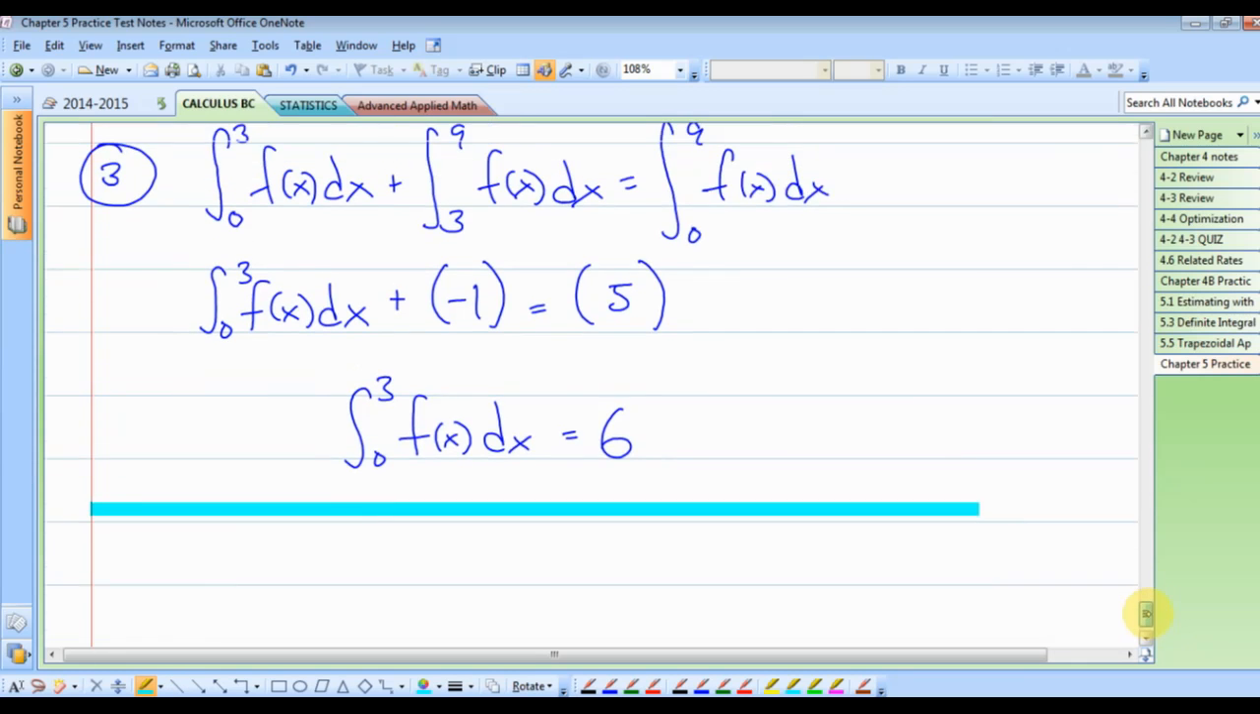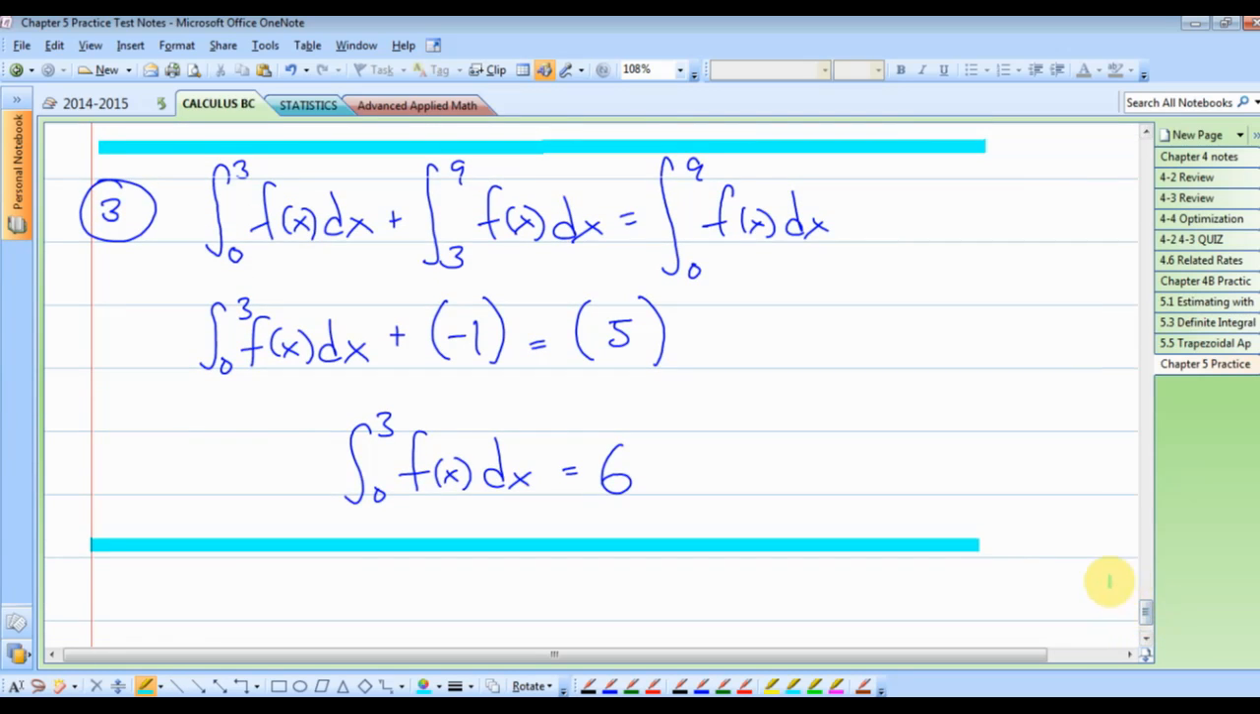Wait, how do you know what the order is based on what number? Well, I'm just putting them in numerical order, right? 0 to 3, 3 to 9. Making sure there are no overlaps.